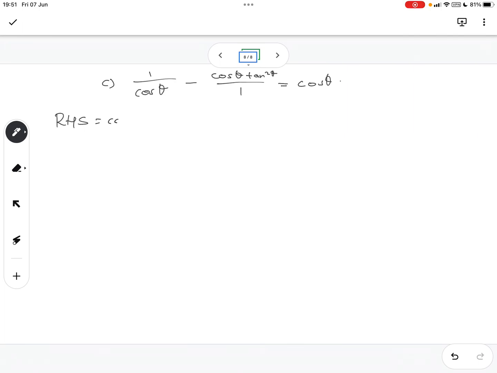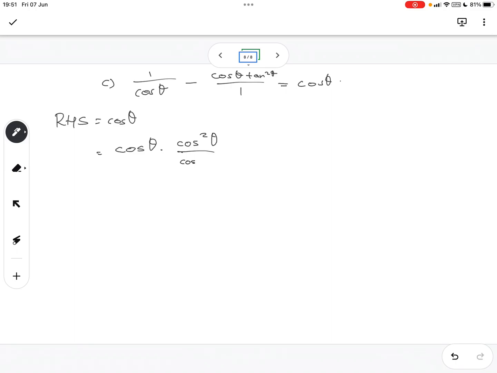In the last example, I said we'll start with the right hand side, but then I dodged it and did the left hand side instead. So this time around we'll challenge ourselves and start with the right hand side, which equals cos theta. And we must prove that this cos theta is the same as this on the left hand side. Can you see what we have to do?